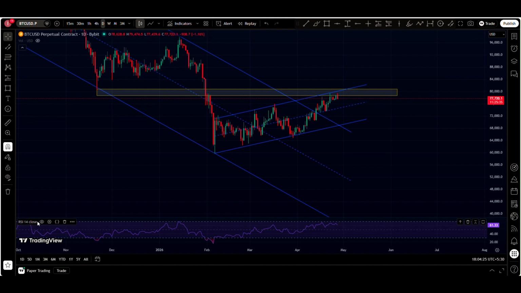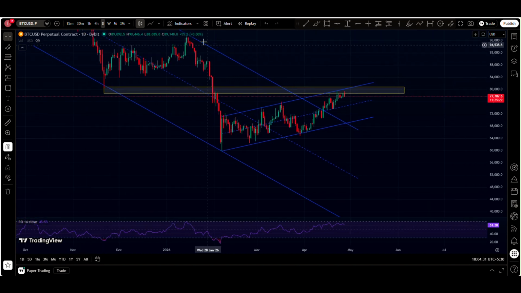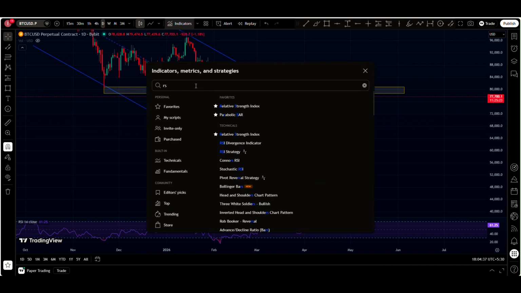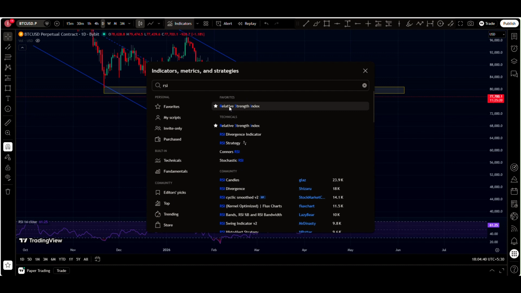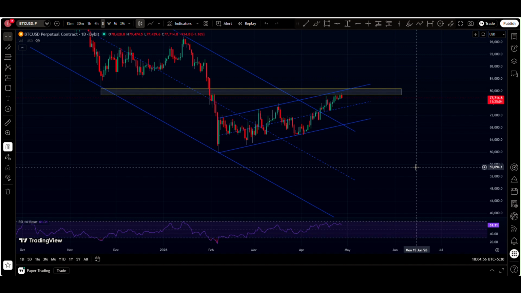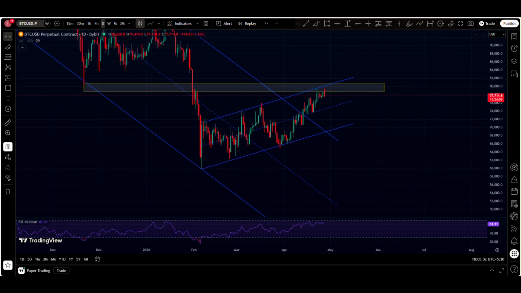We can apply the RSI indicator. Then you can go to the indicator section and search RSI. You can get the Relative Strength Index RSI indicator. So when you apply this indicator, you can see a bearish divergence.